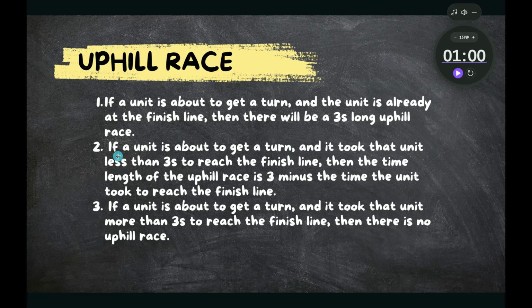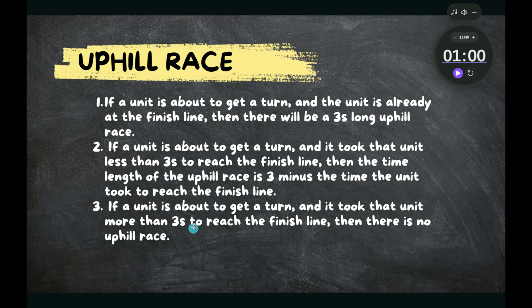And second, if a unit is about to get a turn and it took that unit less than 3 seconds to reach the finish line, then the time length of the uphill race is 3 minus the time the unit took to reach the finish line. So for example, if a unit is very close to the finish line and it took that unit like 1 second to reach the finish line, then instead of the 3-second uphill race, you'll only get a 2-second uphill race.